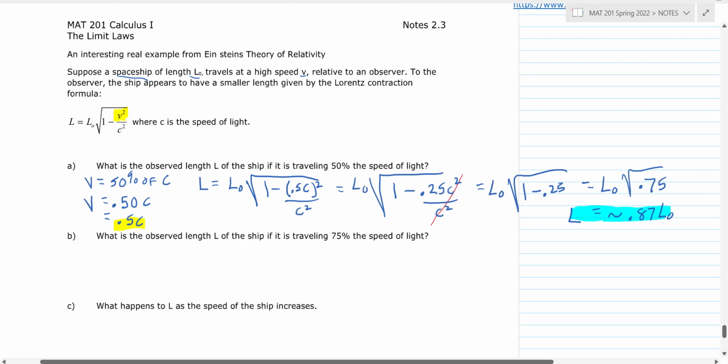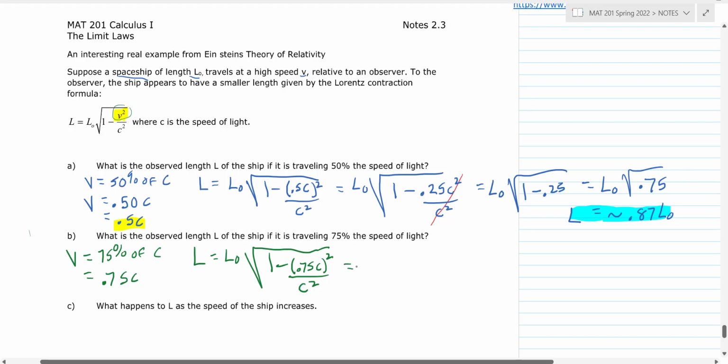So it's contracted. Okay, let's see what happens if you're 75% the speed of light. So we do this the same way. We say V is equal to 75% of C. So that would be, in other words, 0.75 C. And again, we're going to substitute in for V squared this 0.75 C. So L is equal to L naught times the square root of 1 minus, now replace V with 0.75 C, then square it, and divide by C squared. So I'm just plugging this value into the Lorentz contraction formula.